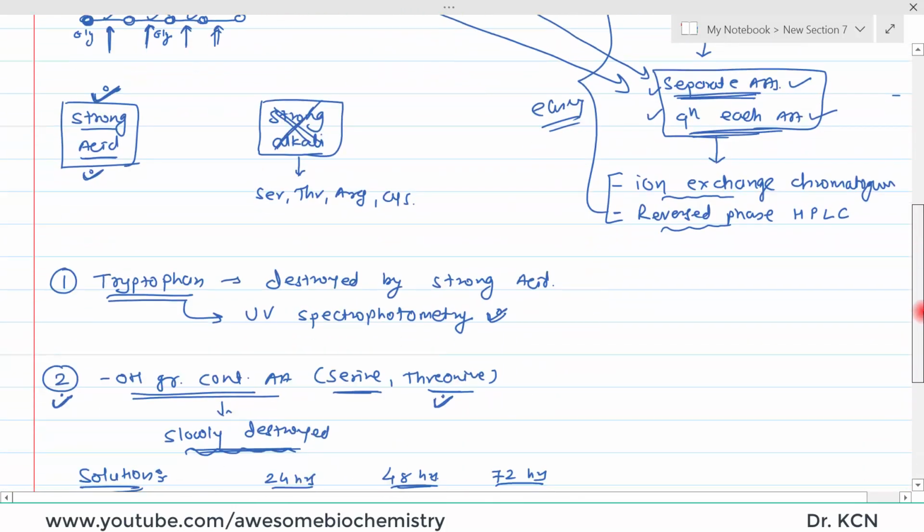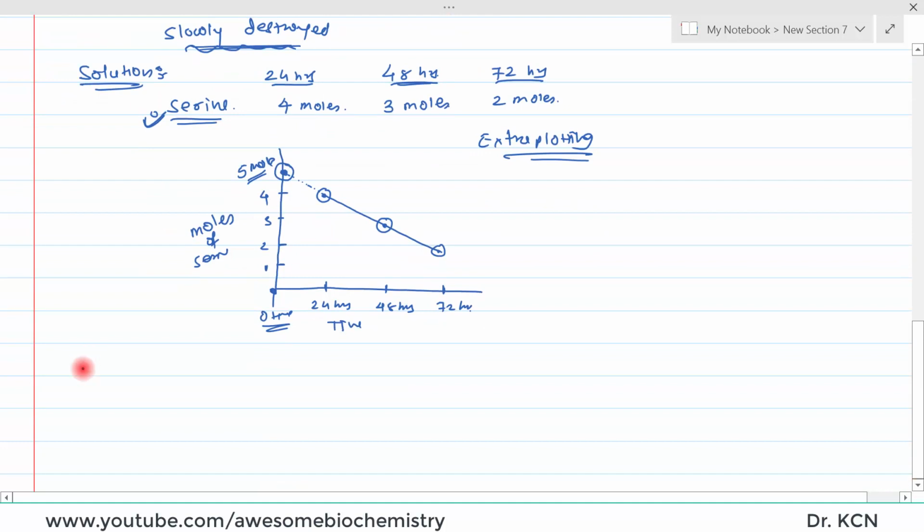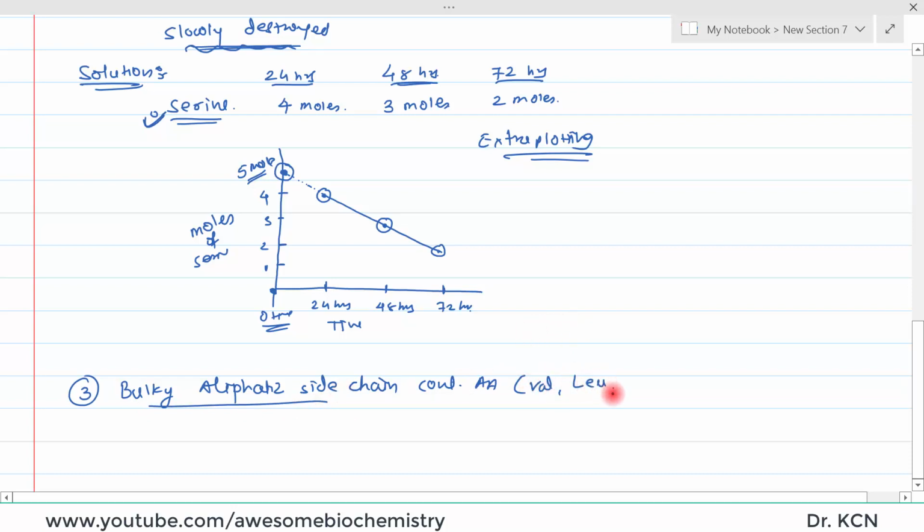Okay. So now the third disadvantage or third problem with acid heating is with amino acids containing a bulky aliphatic side chain or R group. They have a different set of problems. These bulky aliphatic side chain containing amino acids are valine, leucine and isoleucine. Now, as they have a bulky aliphatic side chain, plus it is hydrophobic.